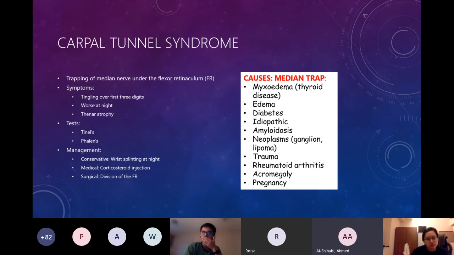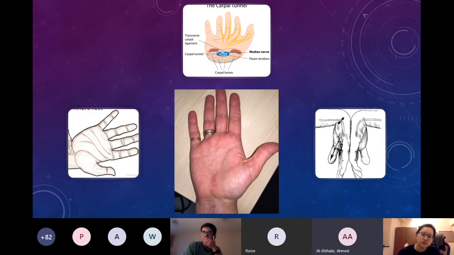But these are the most common causes. There are rarer causes. You don't really need to worry about them. But learn that table in your own time. You'll have carpal tunnel covered. There's the structure of the carpal tunnel. In the middle, it's really difficult to see the scar from the operation to divide the flexor retinaculum. But if you look closely, you can sometimes see it.